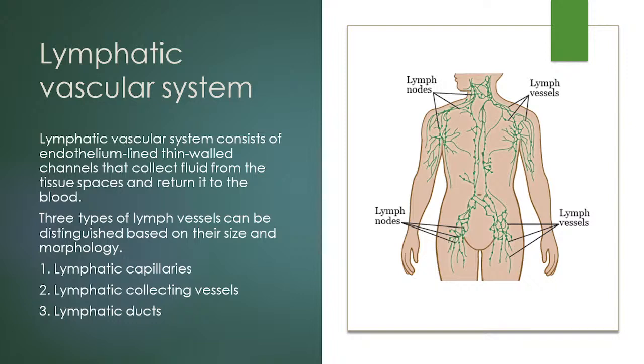Peristaltic contractions of the smooth muscle contribute to the movement of lymph toward the heart, in addition to the compression of the ducts by surrounding tissues.